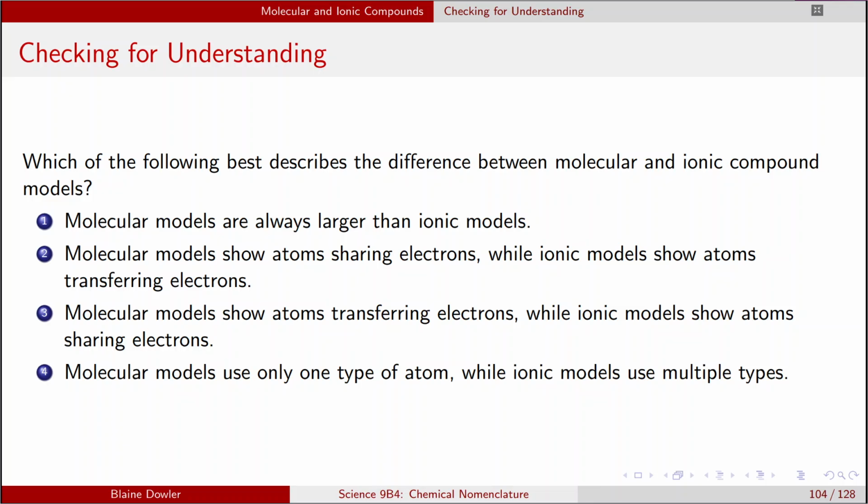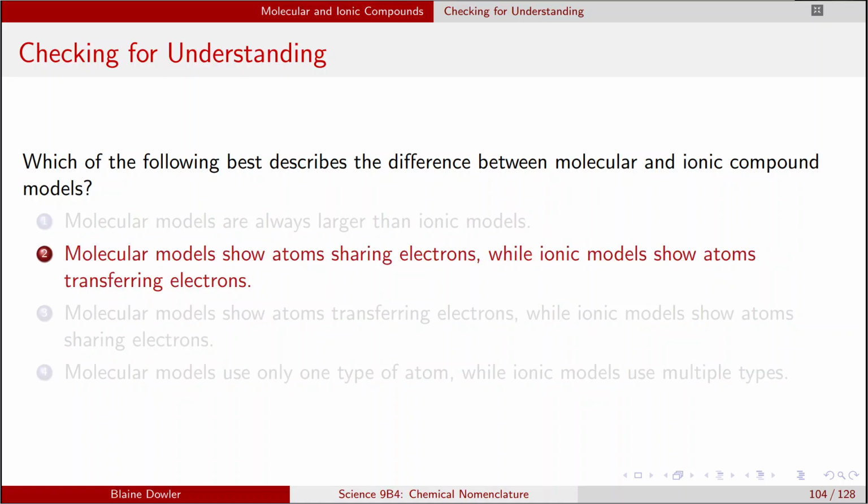Which of the following best describes the difference between molecular and ionic compound models? Molecular models are always larger than ionic. Molecular models show sharing electrons while ionic show transferring electrons. Molecular show transfer while ionic models show sharing. And molecular models use only one type of atom while ionic models use multiple types. Pause now if you need more time. Molecular models share electrons, ionic models transfer.